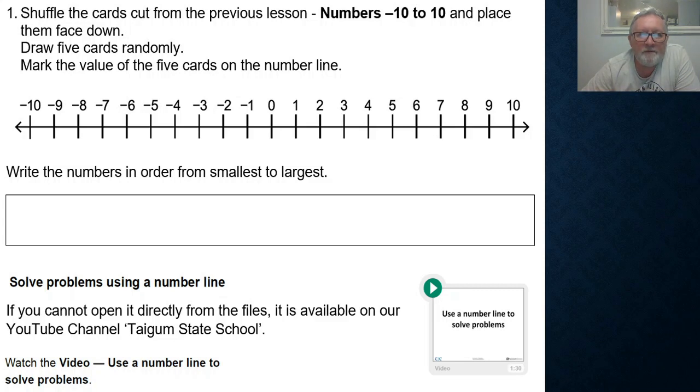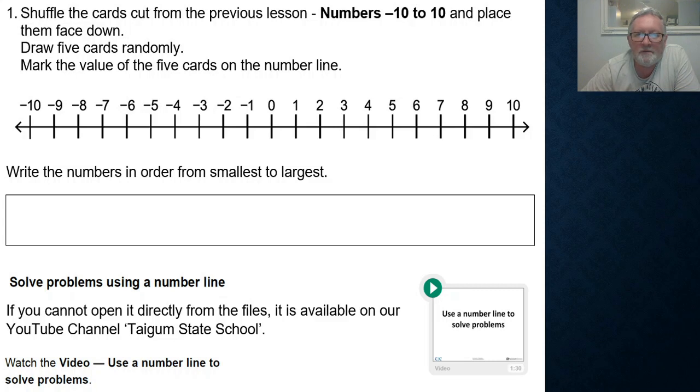First up, you need the cards that you had in the previous lesson. If you haven't got those, pause the video now and go and grab them. Okay, have you got those cards? These cards were numbered from -10 to +10. I want you to shuffle them up, place them face down, and pick out 5 random cards from that pile. And then I want you, on this number line, to put the position of where those 5 cards would sit.